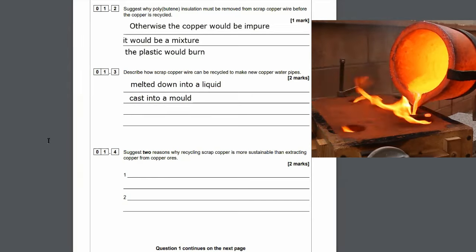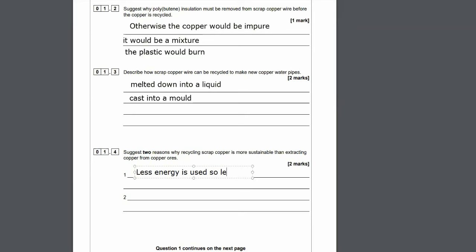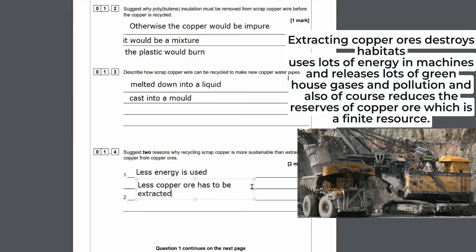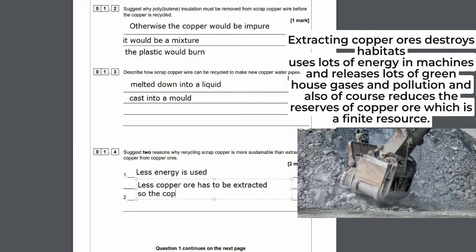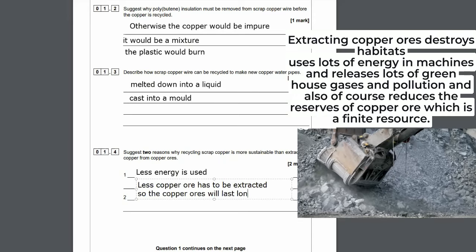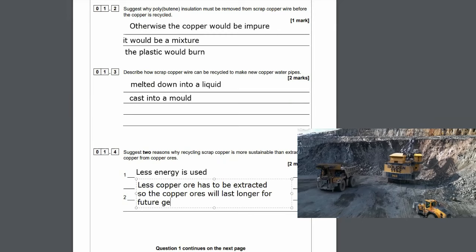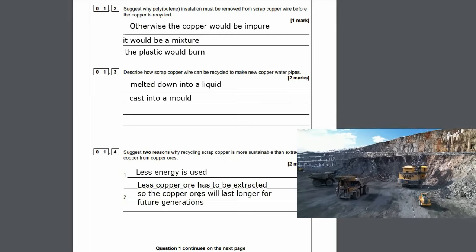And now we need to give 2 reasons why recycling scrap copper is more sustainable than extracting it. Well, we're going to use less energy, which is going to conserve fossil fuels. Okay, less machinery means less fossil fuels used. And also, if we're removing less copper from the ground by mining ores, then the copper ores will last longer, more for future generations.